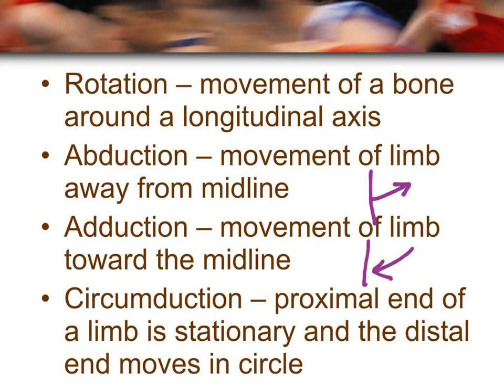Circumduction is similar to rotation, but instead of just rotating at an axis, one point of the joint, like the shoulder, is stationary and the hand is making a circular motion. That would be circumduction. You could also do that at your finger. The knuckle joint is stationary and then you are taking your index finger and doing a circular motion. That would be circumduction.